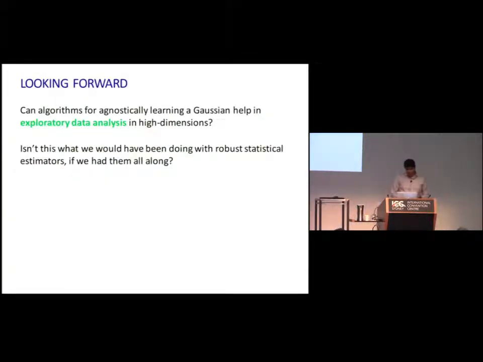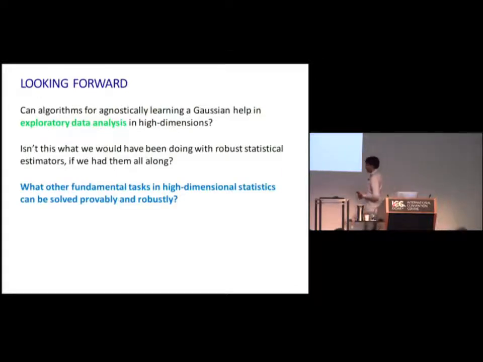All right, so I'm basically wrapping up. I told you about how some of these algorithms are actually more practical than they seem, despite the fact that I used things like Isserlis's theorem and perfect matchings of Gaussian moments, that these things really can do interesting things in exploratory data analysis.